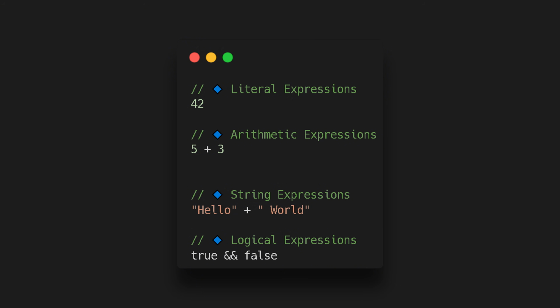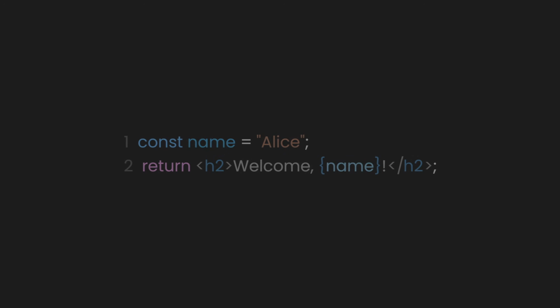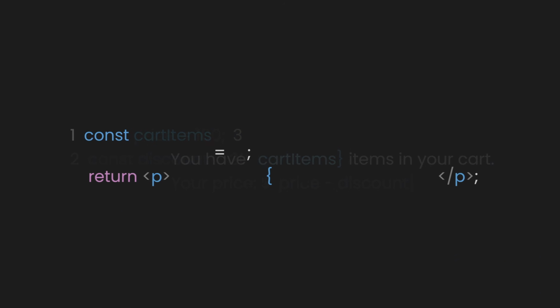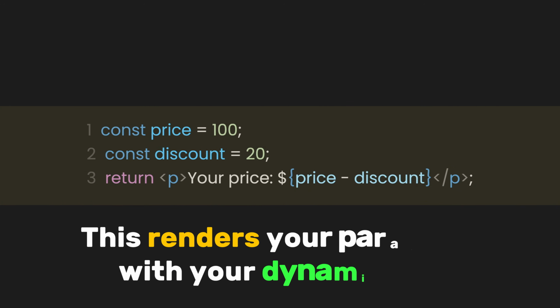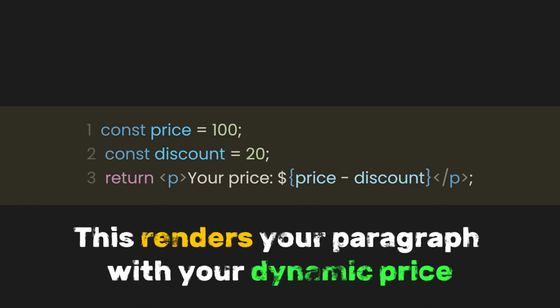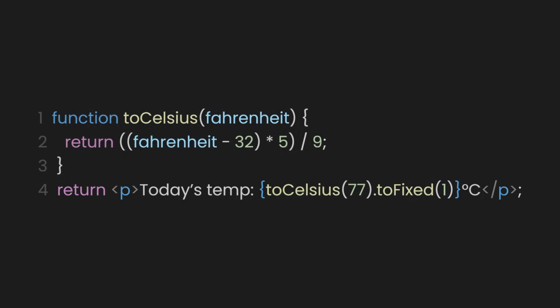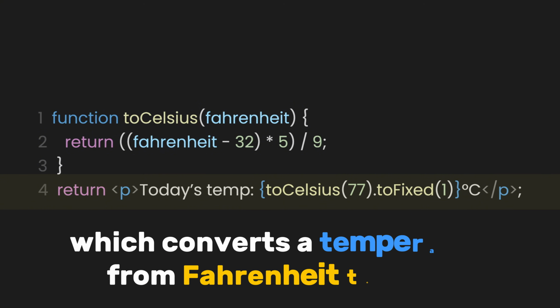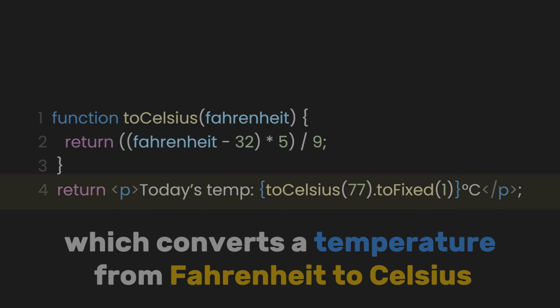It's not just variables. You can use any JavaScript expression that produces a value. Suppose you're working on a shopping cart and want to show the total items. Or maybe you're calculating a discount on the fly. This renders your paragraph with your dynamic price. You can even call a function inside the curly braces. For a weather app, you might format a temperature. This renders a paragraph that has a function which converts the temperature from Fahrenheit to Celsius.